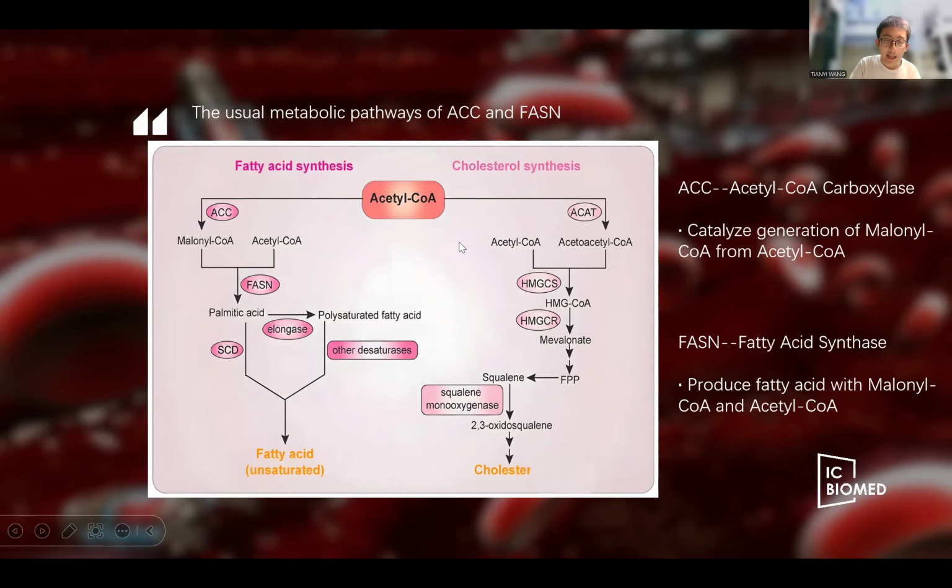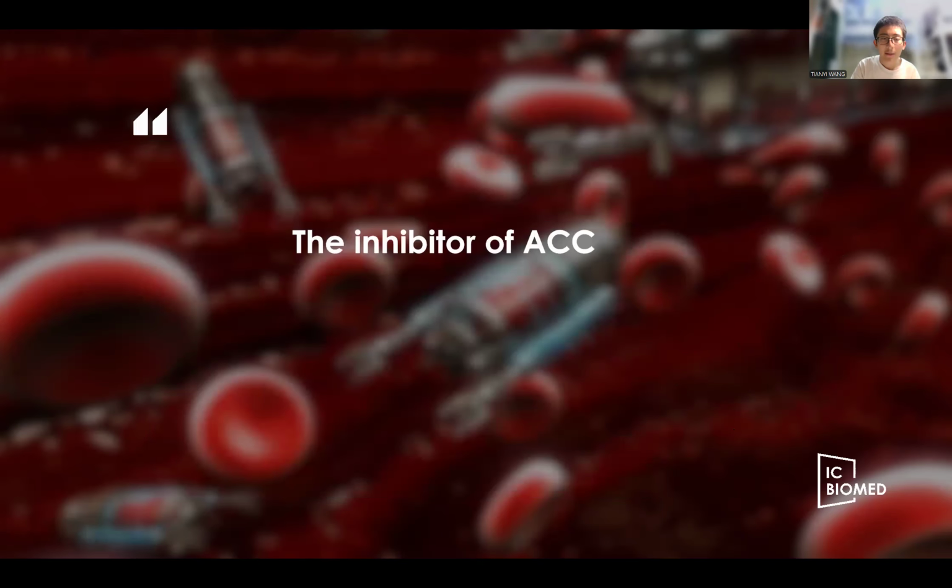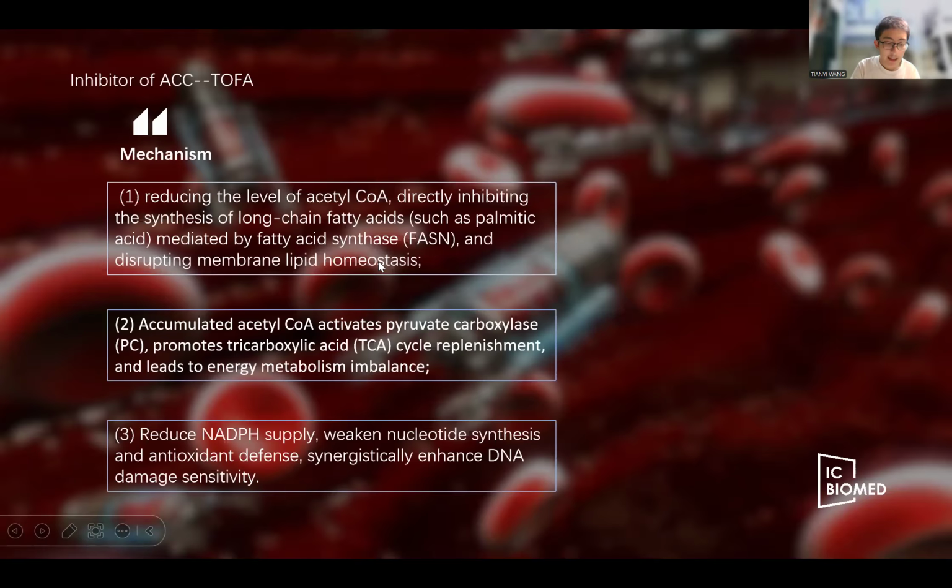And so, after we know the target points we got here, we have to talk about the inhibitors. It's how we think we can cure this disease by using these ways. First of all, we're going to introduce the inhibitors of ACC. TOFA is one of the inhibitors of ACC we're going to talk about.